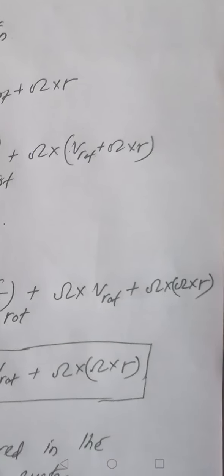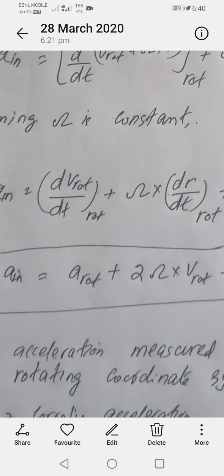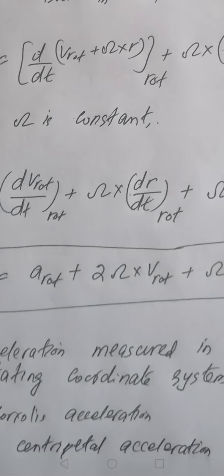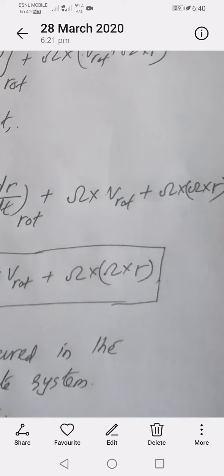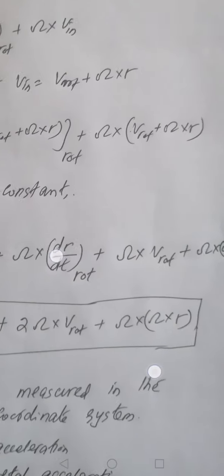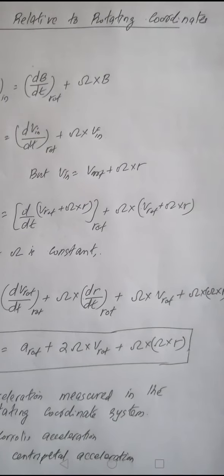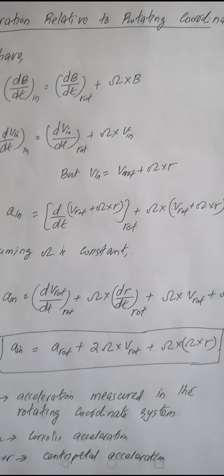Let us consider what is a rotational. A rotational is the acceleration measured in the rotating coordinate system. Omega cross v rotational is a new term that is called Coriolis acceleration. Omega cross omega cross r is the centripetal acceleration, and we will understand this to a little more extent in the next class.